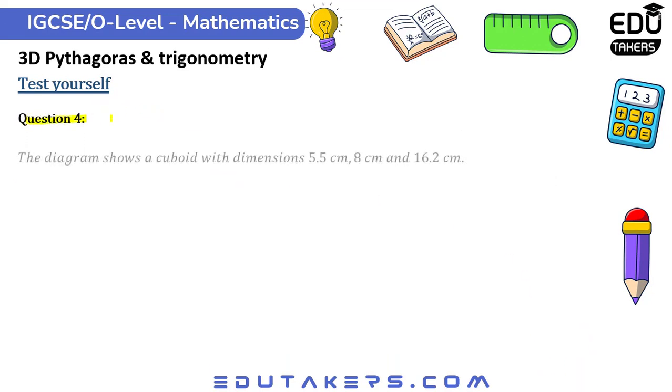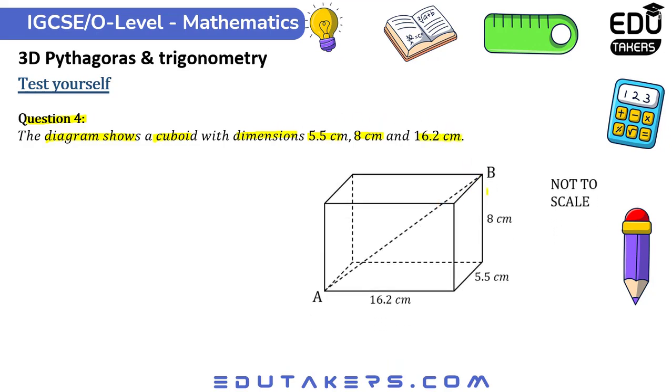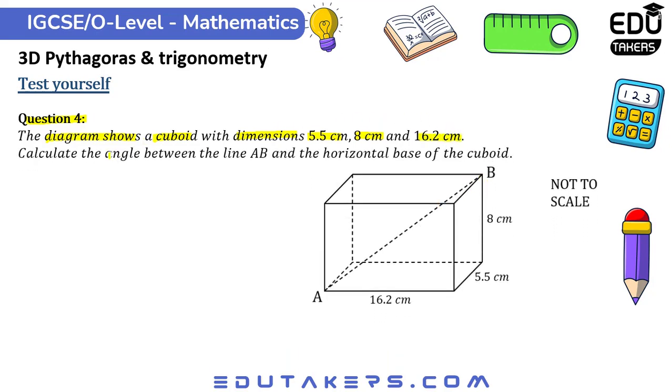Question number 4. The diagram shows a cuboid with dimensions 5.5 cm, 8 cm and 16.2 cm, which is not to scale. Calculate the angle between the line AB and the horizontal base of the cuboid. It's a 4-mark question.